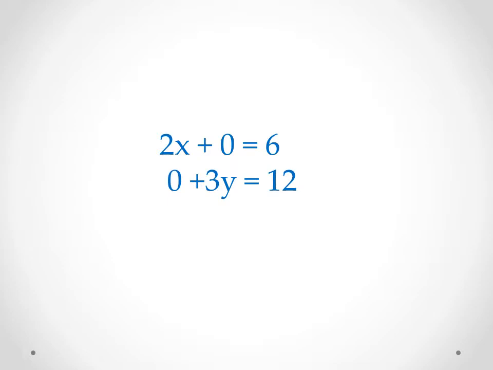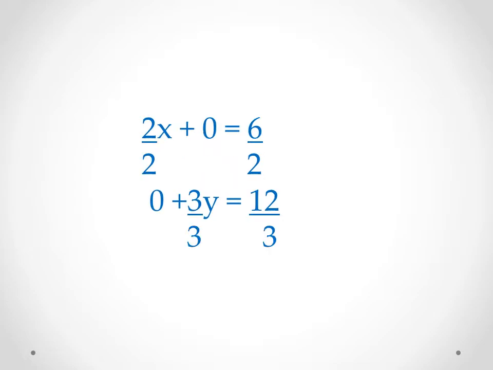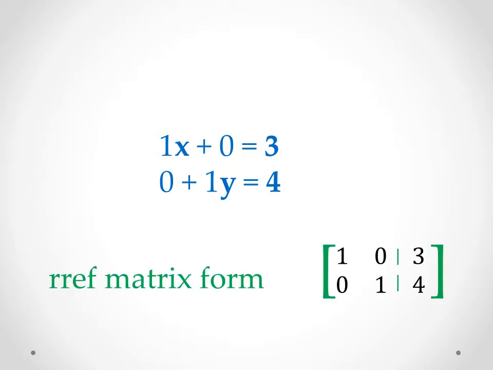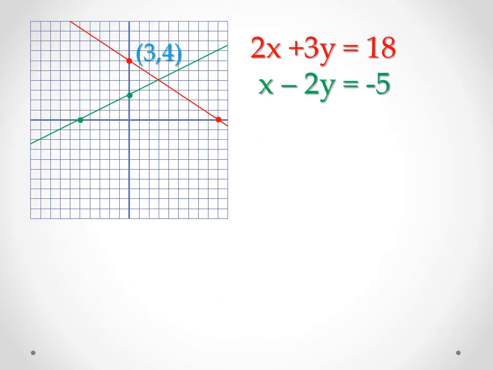To reduce it and just get a plain x on top and a plain y on the bottom, of course, we're going to have to divide the top row by 2 and the bottom row by 3. If we go ahead and do that, we end up with 1x plus 0 is equal to 3, 0 plus 1y is equal to 4. And if you were doing this on a calculator that had the reduced row echelon form of matrix, you would see this 1, 0 bar 3 and 0, 1 bar 4, which would mean the same thing as x is equal to 3, y is equal to 4.